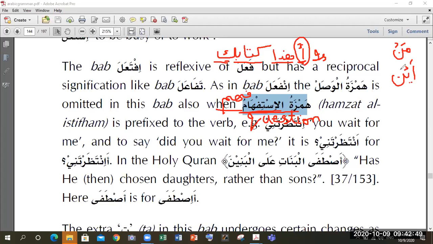Aina, where? Ma, what? Okay, so these are the question words, right? Yes. Okay. So this is one of them.